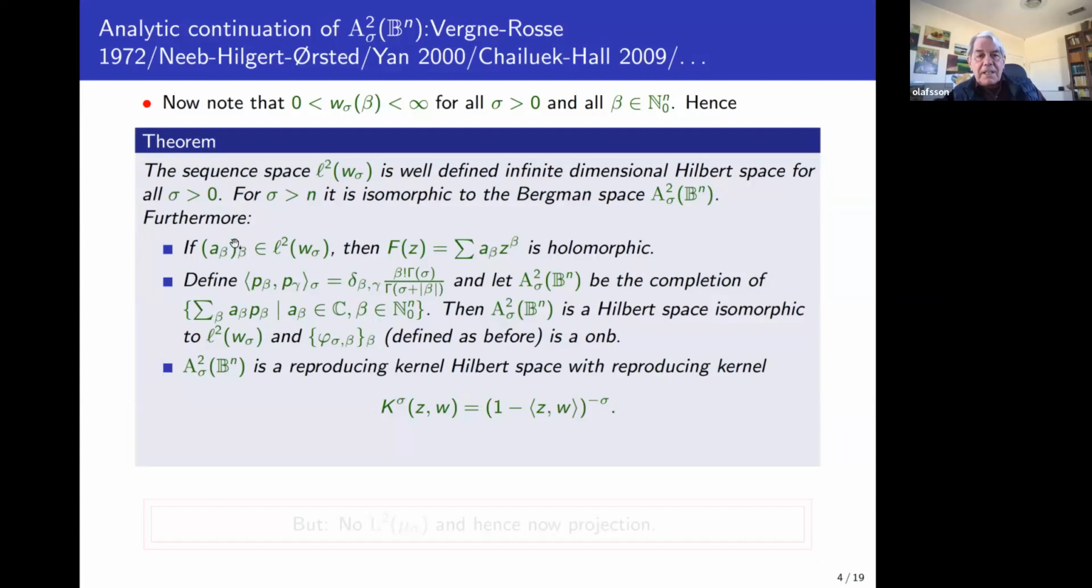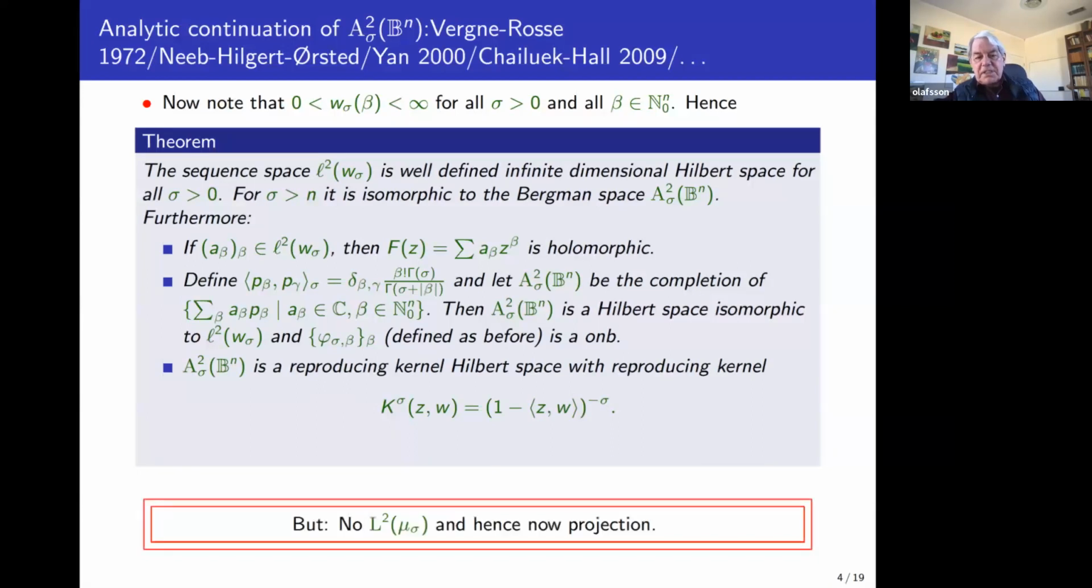I should maybe say something about that. In this first paper, in 72, what they did was to look at the reproducing kernel. They just classified the sigmas where this is a positive definite kernel. And if one has a positive definite kernel, then one has a Hilbert space. That was the main idea in the beginning. What is missing is that there is no measure and there is no projection in that sense.